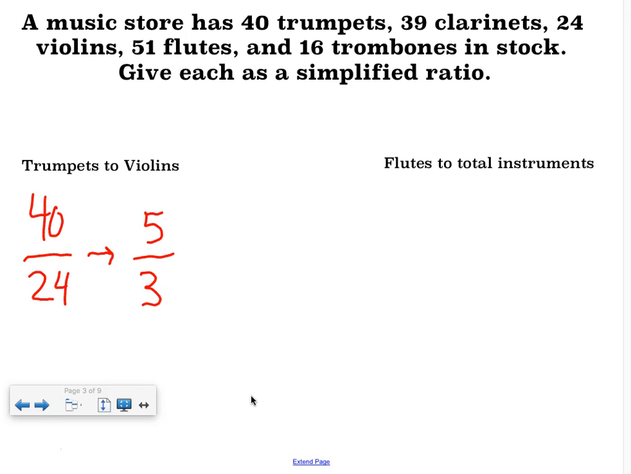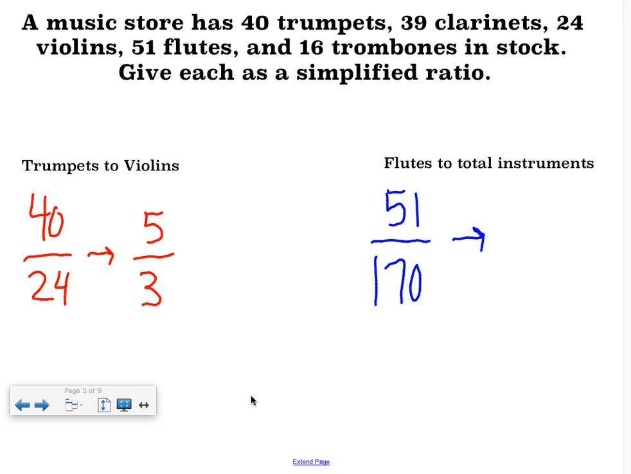Okay, flutes to total instruments. How many flutes do we have? 51. Then we have to add up all of our instruments. I want you to take a moment to do that for us. Including flutes. Yep, including flutes. 170? We're in. Thanks, Reggie.